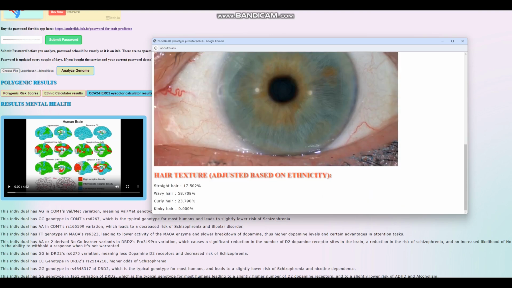And in terms of the hair texture, my NOSHACOT is predicting him to have wavy hair, definitely not kinky hair. The likelihood of kinky hair is pretty much 0.003, triple zeros, definitely not kinky hair for him. It looks like his hair texture is wavy or curly or straight, but most likely wavy.